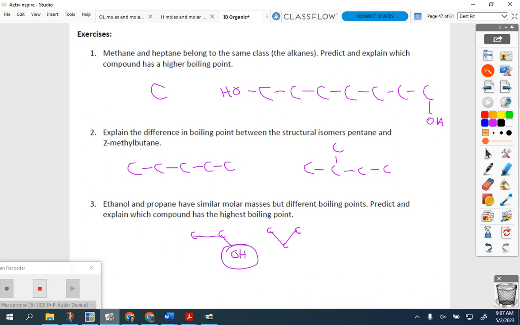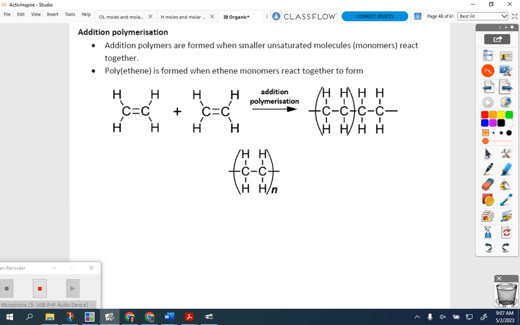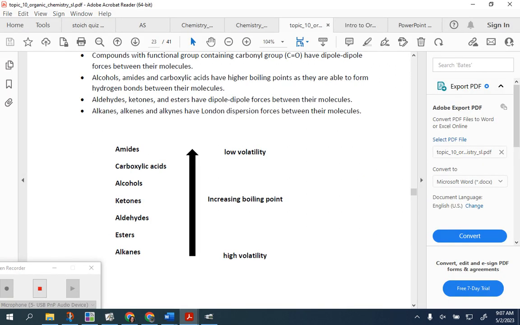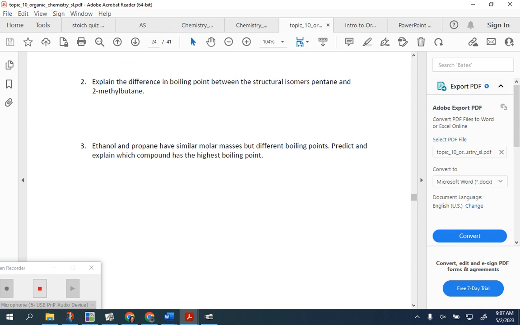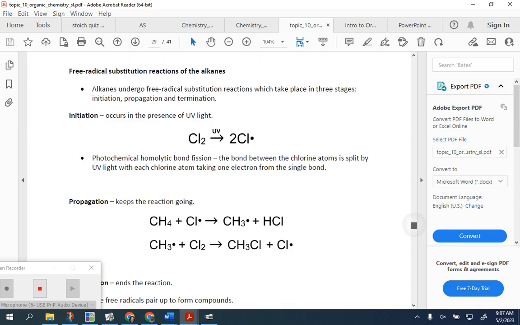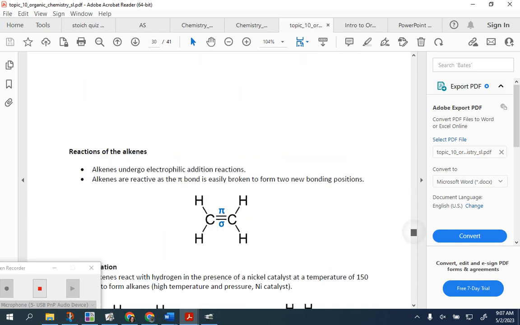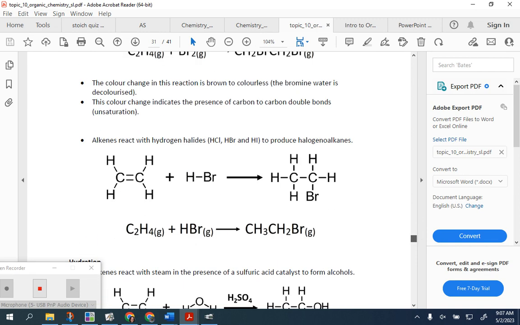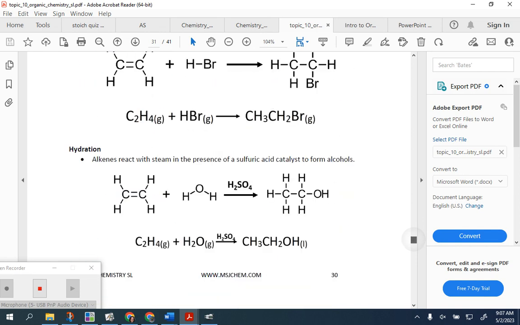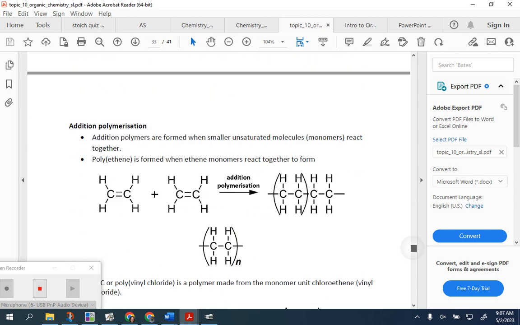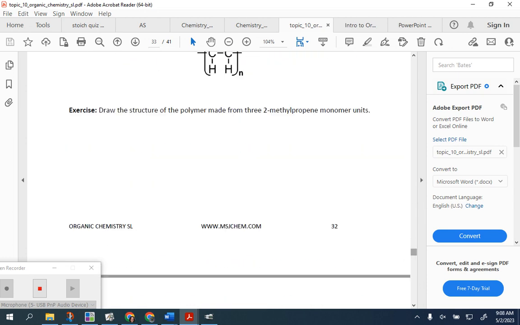Okay. All right, moving on to more reactions. Sorry, I should have put the page number on here. We're down a fair bit here. We talked about the alkanes, and we talked about the addition reactions for the alkenes, the hydrogenation, the halogenation, and the hydration. So yes, so now we're on, thank you, page 32.